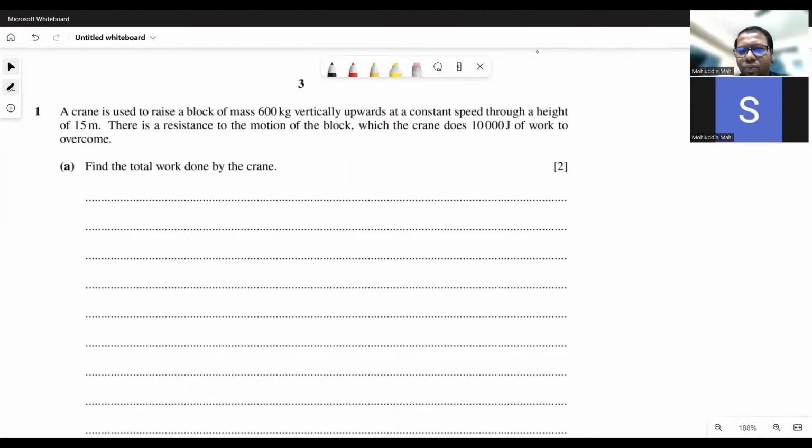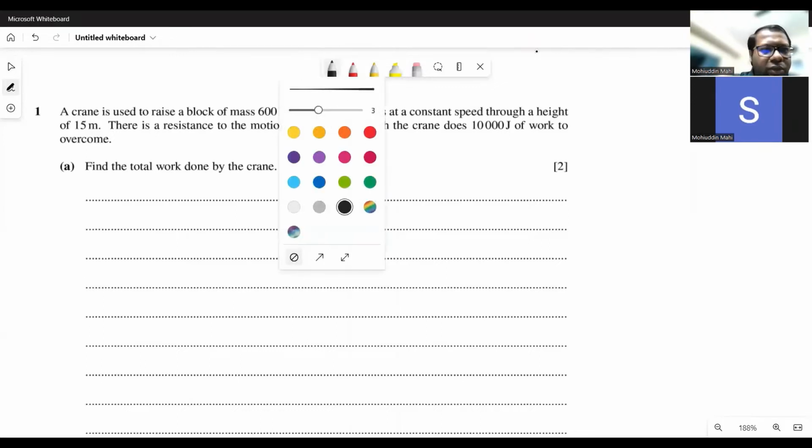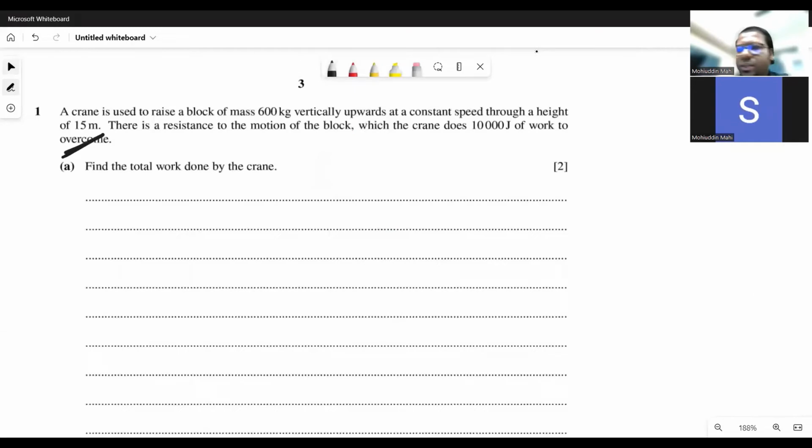speed. So that means there is no change in kinetic energy because the speed is constant. And as the crane is lifting up the object to a certain height, which is 15 meters here, that means the gravitational potential energy of the object is going to be increased. And at the same time, to overcome the resistive forces, the crane has to do a work of 10,000 joule. So overall, the total work done by the crane, that's what we have to find out.